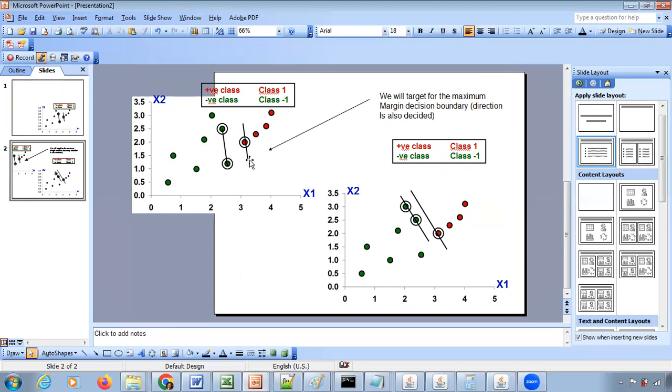By choosing two support vectors from this class, you are able to draw a parallel line that connects them, and the line that goes through the support vector in the red class needs to be parallel to this. So that decides the direction of the decision boundary. Similarly, by choosing these two support vectors and joining them through a line, we need to have a parallel line that goes through the red support vector. So that needs to be parallel to this. That decides the direction of the decision boundary as well as the margin.